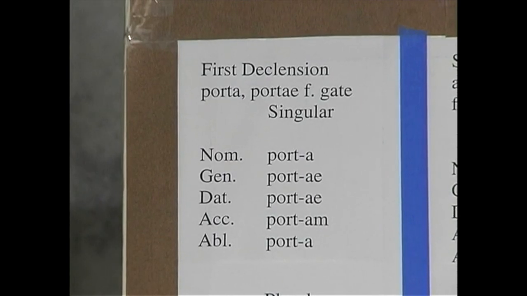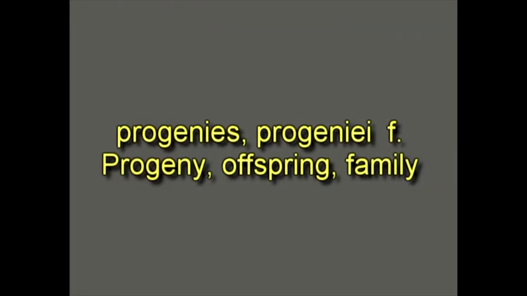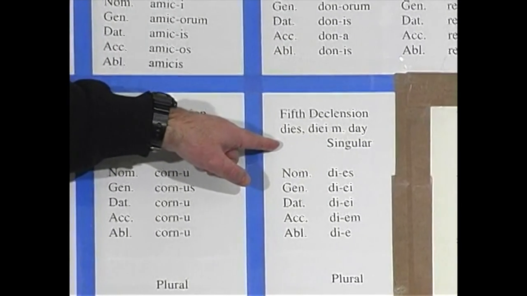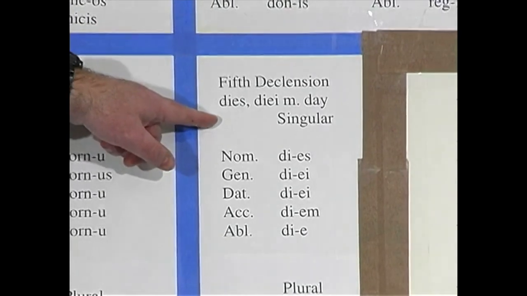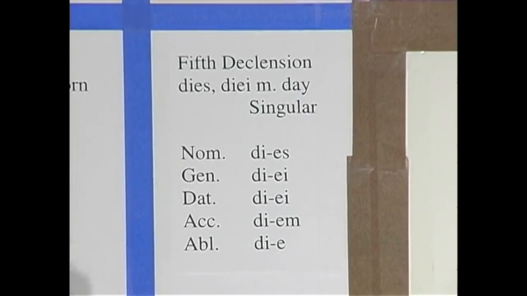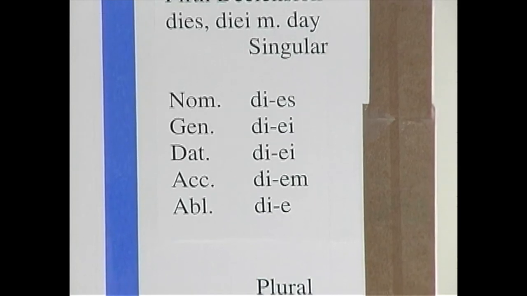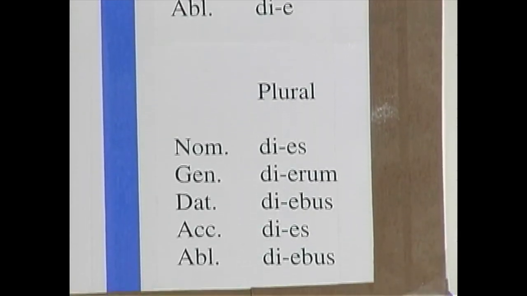Hora, horae, feminine, hour. You've got ae in the genitive singular, so it's a first declension noun. A fifth declension noun, we have the noun progenies. Progenies, progeniei, feminine, family or progeny. So that would be declined progenies, progeniei, feminine, family. It would be declined like dies, masculine.